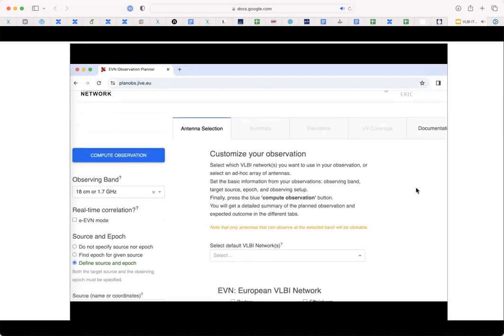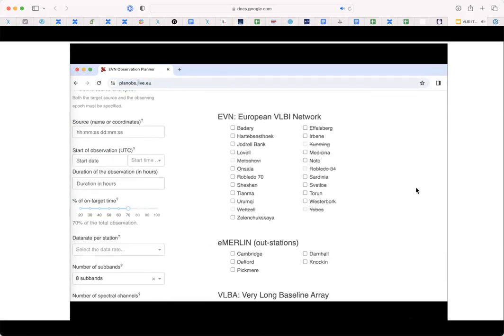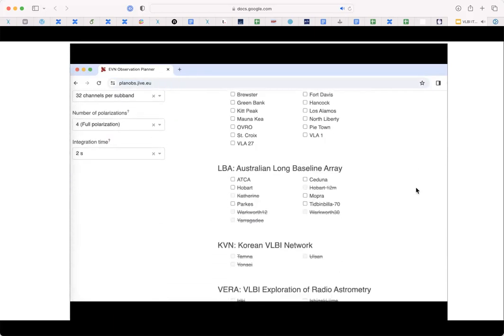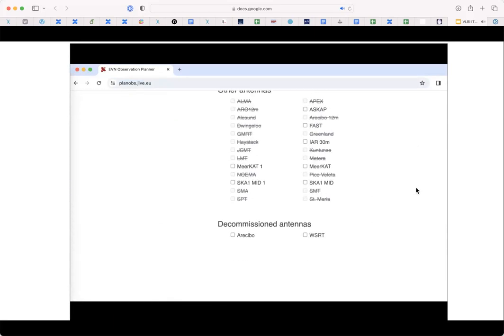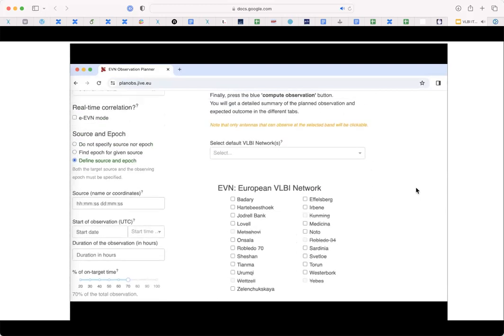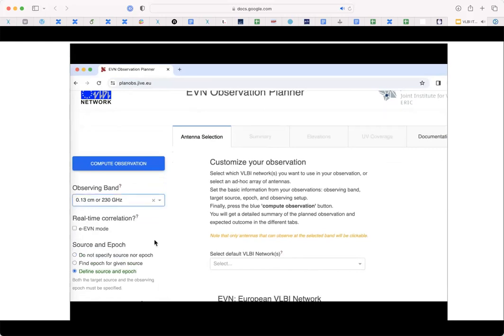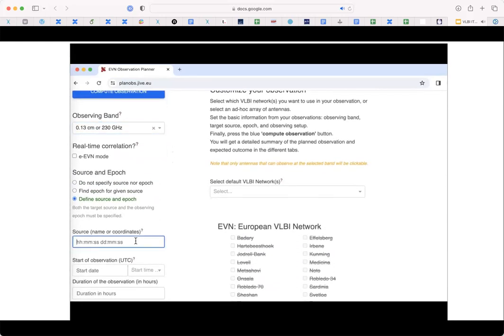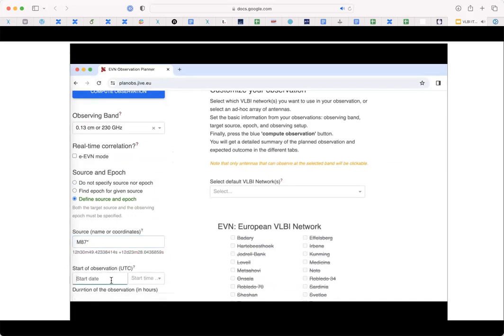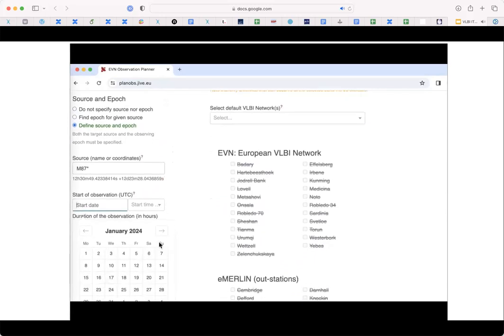And already here, if you scroll down, you can in principle choose your antennas. You have a lot of options. Again, it's a really nice generic tool. But once you choose the bands, for example 230 gigahertz, that's band 6, and you choose your source, M87, already a lot of these stations get crossed out and the appropriate stations already get selected.